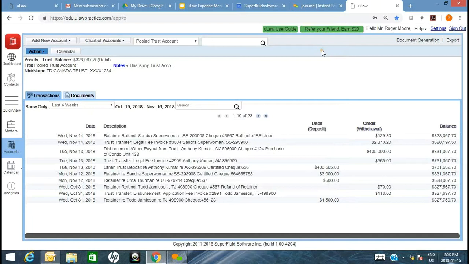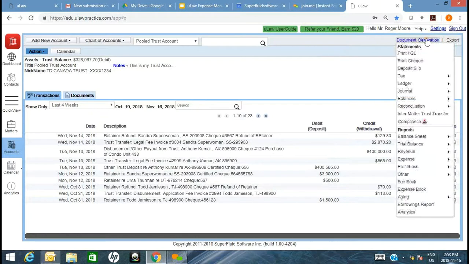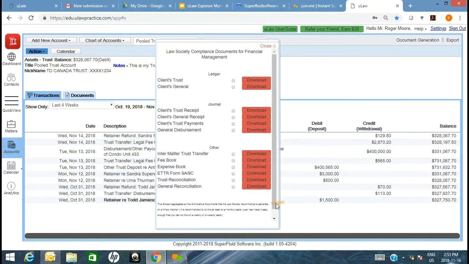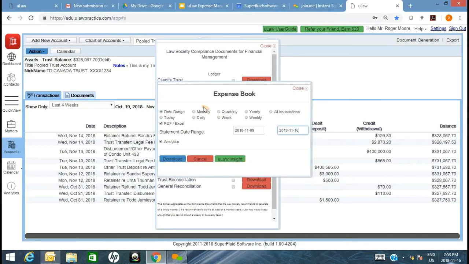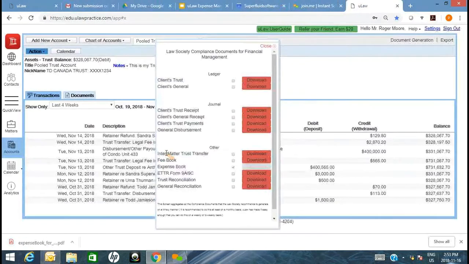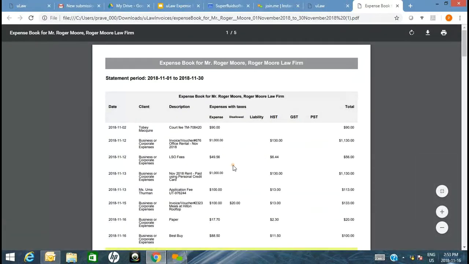But the appropriate ledgers and journals and law society documents happen behind the scenes. So if I were to generate a document, and let's say we have a compliance panel, so you could start with, as I said, the appropriate documents are all available under this one compliance panel. And I'm going to start with the expense book. Okay, and let me do that for the month of November so that it can relate to what we did today. And here's the expense book for the month of November and what it should automatically have.